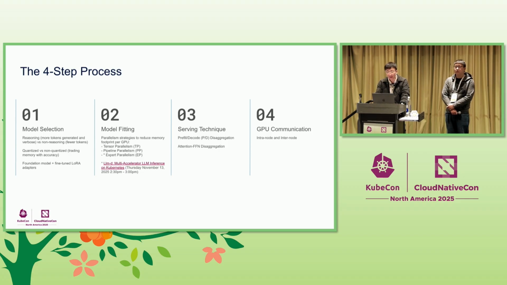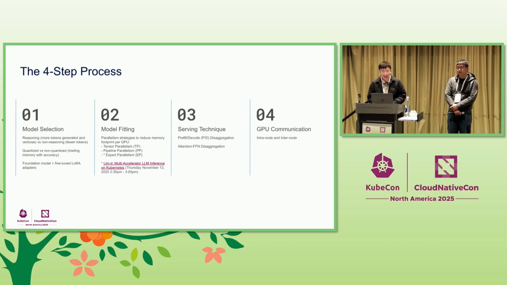OK, so we're convinced it's worth self-hosting models on Kubernetes. How do we actually do it? We see it as a 4-step process. First, model selection. You have to decide whether you need a reasoning model versus a non-reasoning model that generates fewer tokens. You also have to face the fundamental trade-offs of using a quantized model, which saves a little bit of GPU memory, versus a non-quantized model, which preserves the full accuracy of the model. Or maybe you want to deploy a foundation model with fine-tuned adapters. But it's really up to your business use case and how much you're willing to spend on GPUs.